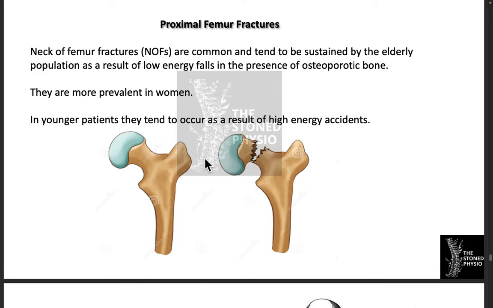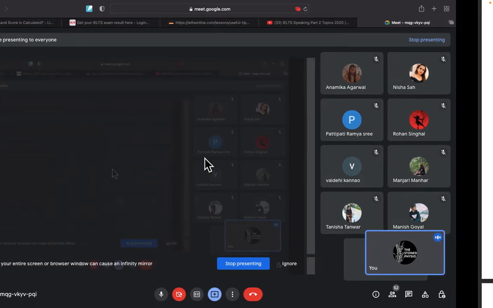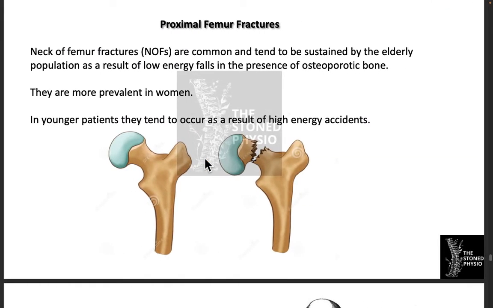But in old individuals, since they are not much indulged in sports activities and all those things, where there is a tendency of high force on the bone, we see it can be because of low energy trauma. Let's say the person was standing, and the foot slipped, and because of that the person fell down, or something like that. So low energy trauma can easily lead to a fracture in old individuals most commonly. And in young individuals, it is most commonly because of high energy trauma.